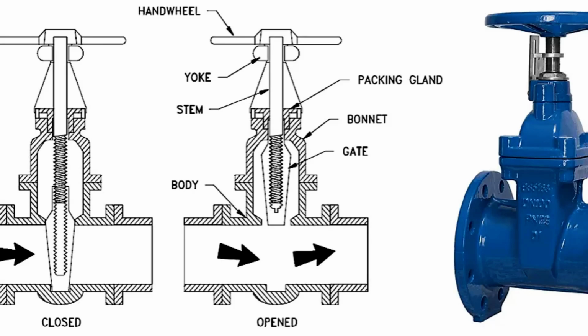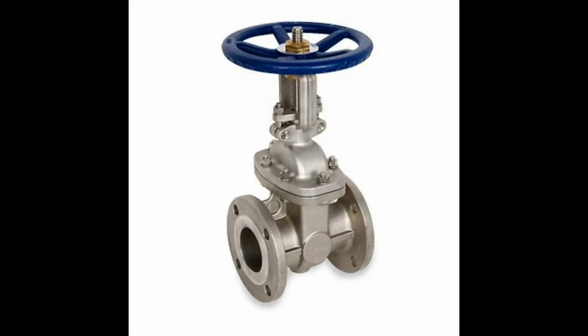You'll also notice the bonnet, which houses the stem and connects to the valve body. The yoke supports the rising stem, and the packing gland seals the stem to prevent leakage. This is why gate valves are ideal for on-off service. They create very little pressure drop when fully open. But remember, gate valves should not be used for throttling, as partially open gates can get damaged due to fluid erosion. Here's what an actual gate valve looks like in the field, commonly used in water and oil pipelines.